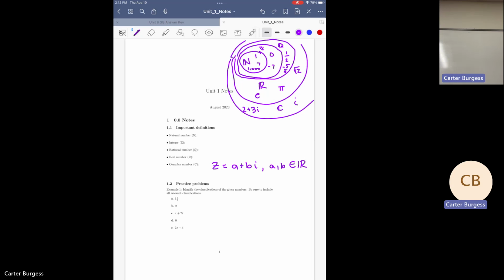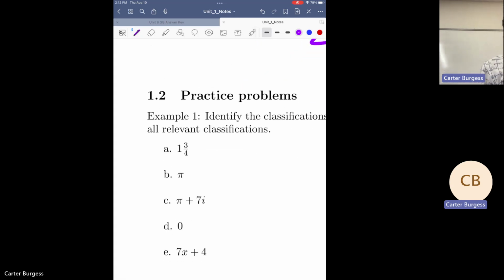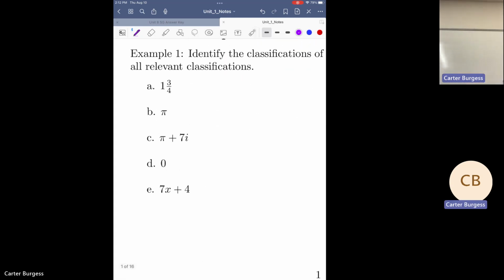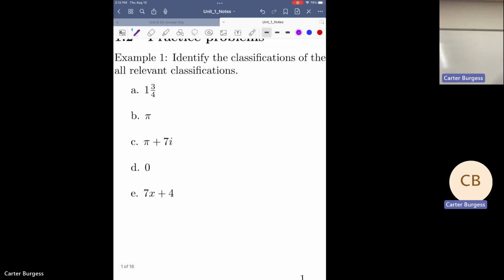Let's see if we can figure out what is going on here. So looking at A, we are given the number 1 and 3/4. So let's just work our way from the innermost outwards and see if we can't figure out what's going on. So 1 and 3/4, is this a positive whole number?